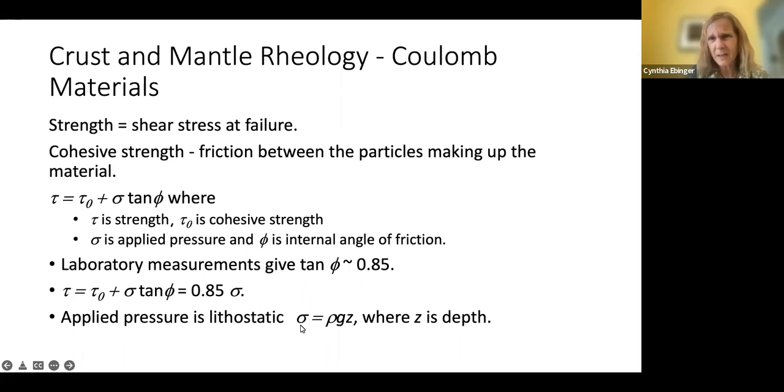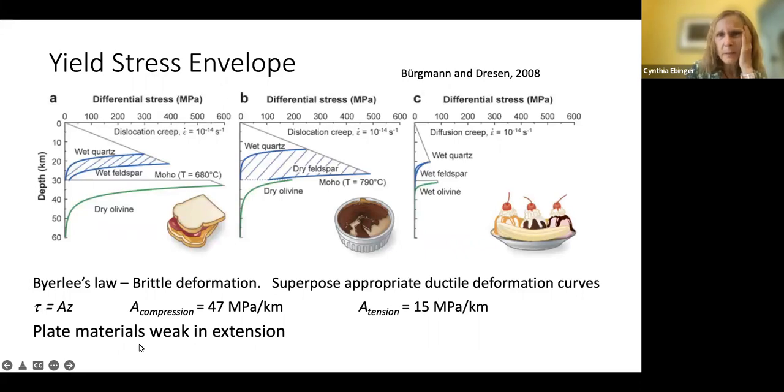And since the stress is in most cases lithostatic, or the applied pressure that we consider in the situation, that's density times gravity times depth, that gives us a way to approximate the shear strength, the strength of a material. And this is from a relatively recent review paper by Bürgmann and Dresen. I think it's a really nice way to try and introduce the yield stress envelope. So that relation that I just told you, or the failure, is called Byerlee's law, and that's here in this case, this line here.